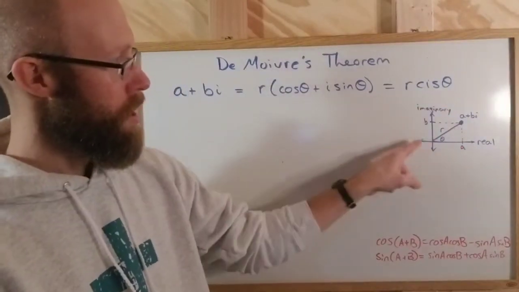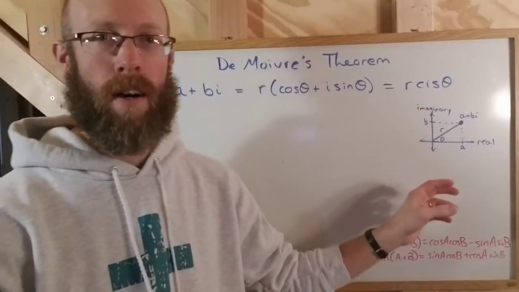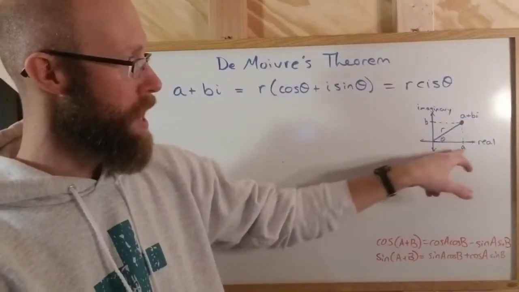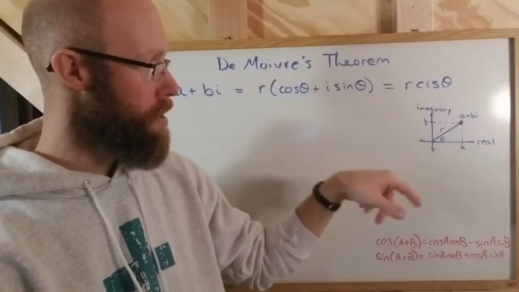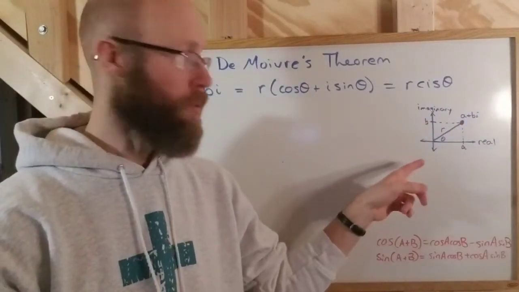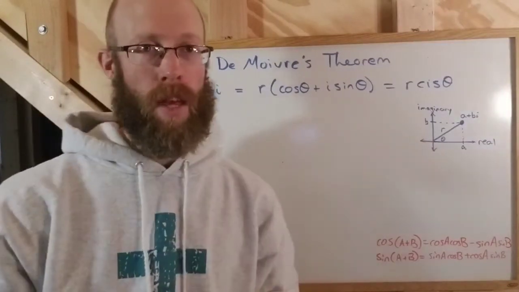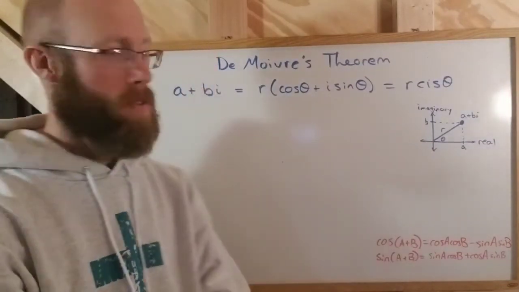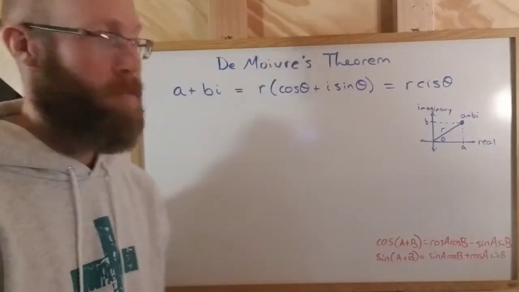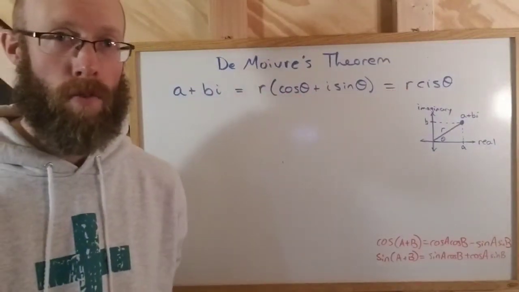And here's just a first quadrant idea sketch. If a complex number is a plus bi, it's a in the real side, b in the imaginary side, r is the distance to the origin or to zero, and then theta is the angle up off the real axis. Okay, so based upon that, we get these formulas we've talked about before.